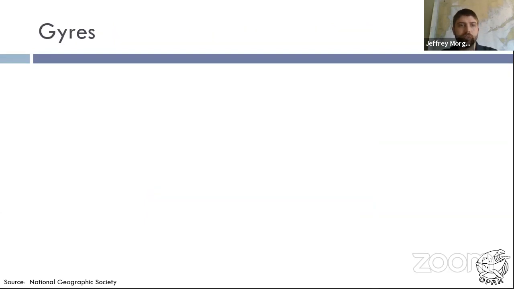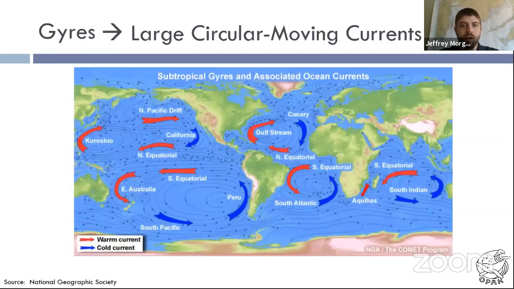And these circular motions are called gyres. So we get the Coriolis effect that's pushing our currents to the right, creating clockwise flow in the northern hemisphere, and currents to the left, creating counterclockwise flow in the southern hemisphere. And you can see the circular motion of our surface currents here. And when we have them on the larger scale, we're calling those gyres.